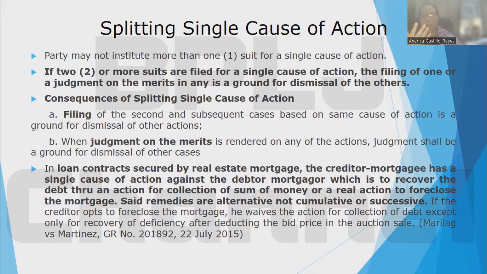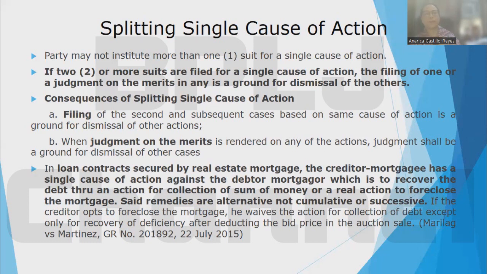Okay. So if you have a cause of action, you cannot split or divide it, but you can join several causes of action in one. Okay, again, if you have a single cause of action, you cannot split or divide it, and file several cases with only one cause of action. However, if you have several causes of action, okay, you can combine them in one suit, subject to the rules that you will learn later.